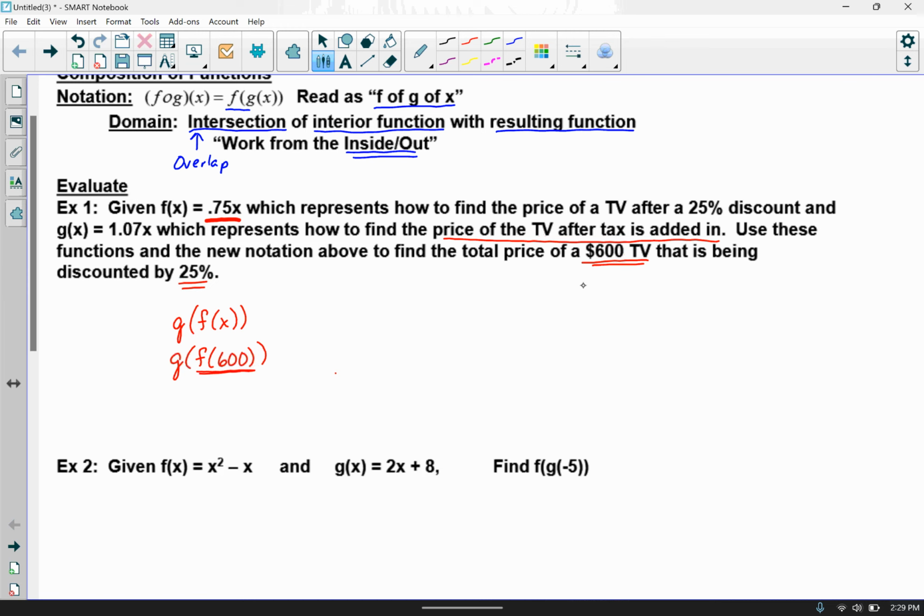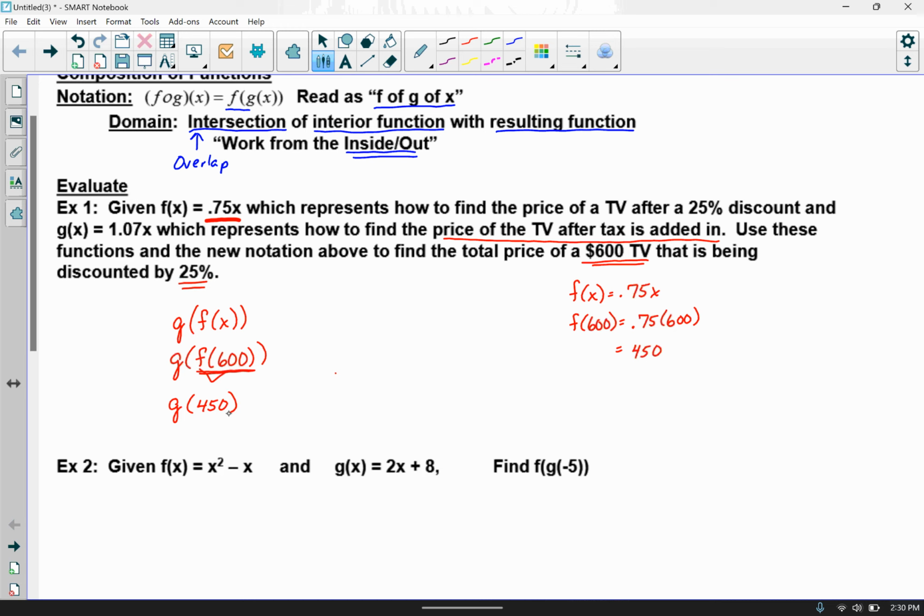So I'm going to go to my f function. I'm just going to come over here and remind you, f of x is equal to 0.75x. I'm finding f of 600. So everywhere I see an x, I'm going to plug in 600. Pop that in my calculator. That should put you at 450. All right, so now I know then that f of 600 is 450.